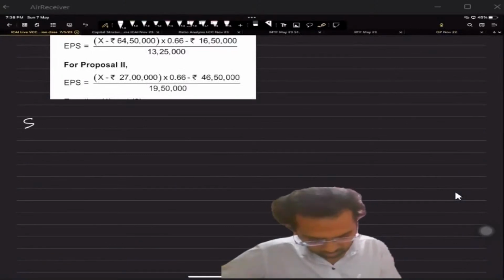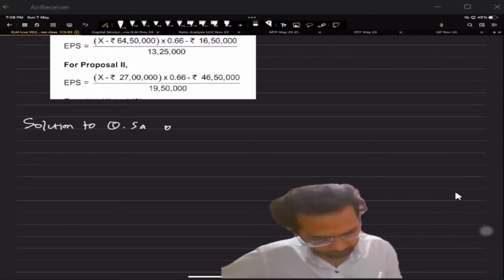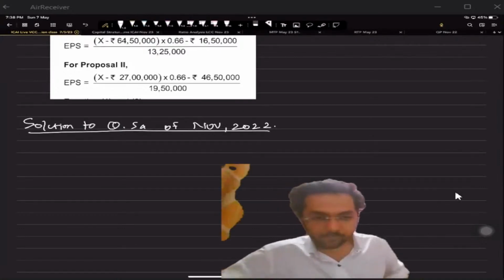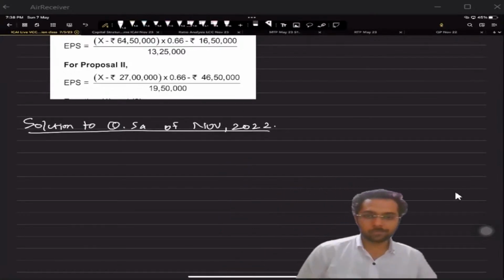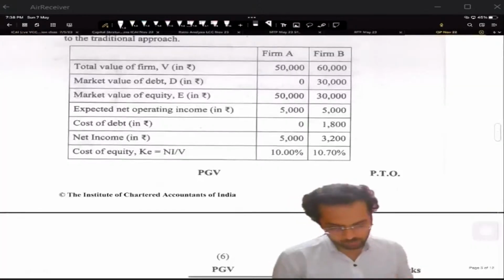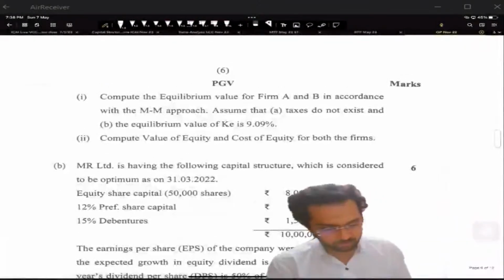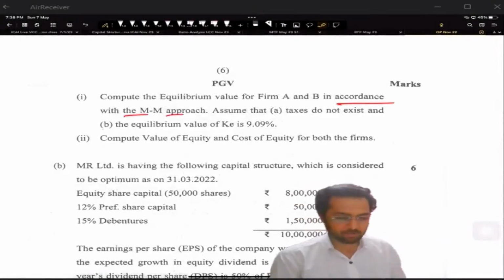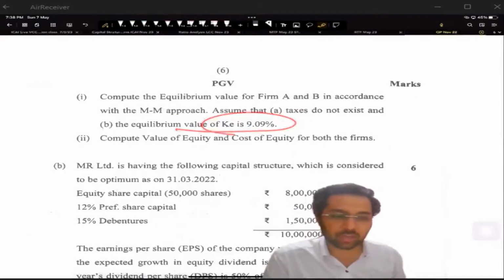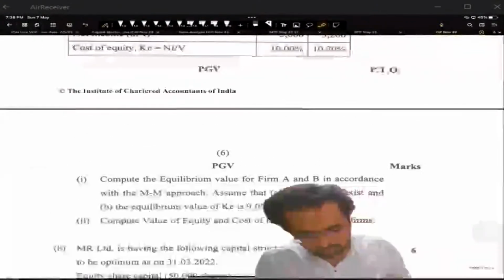This is solution to question number 5A of November 2022 attention. Okay. So computation over here. Value of the firms are given. First, it asks about the equilibrium value for A and B in accordance with the approach, assuming taxes do not exist. So there is no taxation existing, and the equilibrium value of K is 9.09. So which is very simple enough.